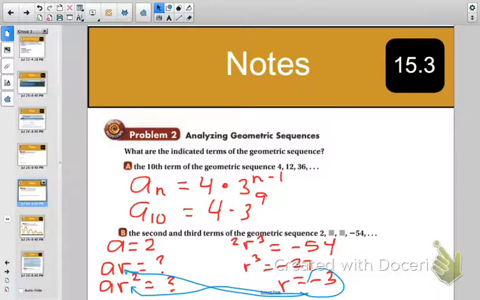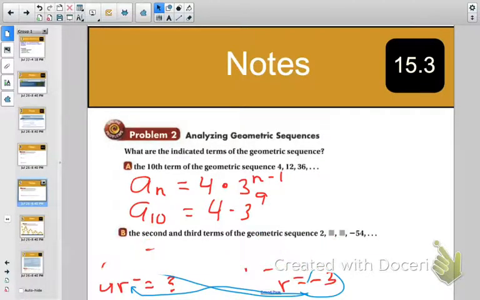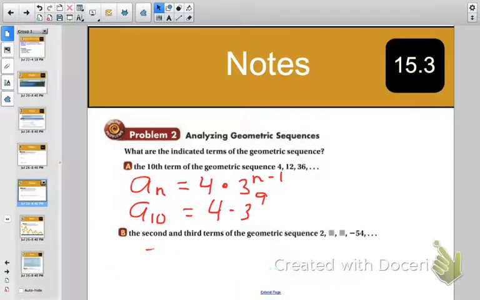Or you can just multiply your terms by negative 3. So the next term, if we're multiplying by negative 3, would be negative 6 times negative 3, which is positive 18. Whenever your ratio is negative, it's always going to alternate signs between positive and negative. So negative 6, positive 18, negative 54, positive 162, and so on.